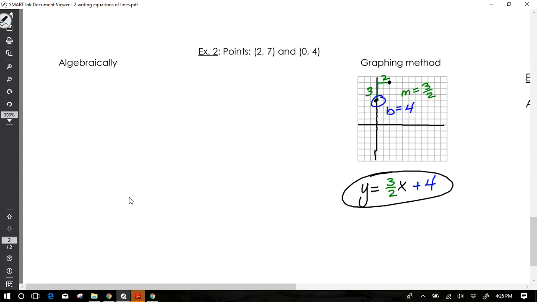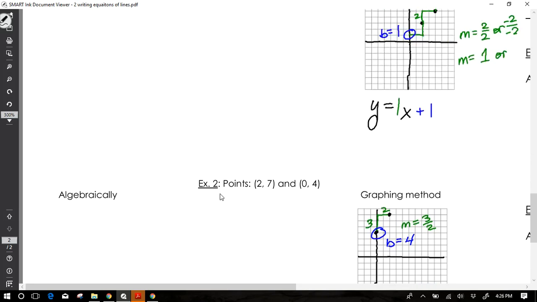So here is my graphing method for example number 2. I plotted both the points. I counted from one point to the next my rise over my run. And then I didn't actually have to use my slope at all because one of my points was already on the y-axis, so I just had to identify where it crossed the y-axis, which was at 4, and ta-da, I have my equation. I have a slope and a y-intercept, so I'm done. And that method can be really quick and really easy once you practice it and get really good at it. But it does require a lot of graph paper.